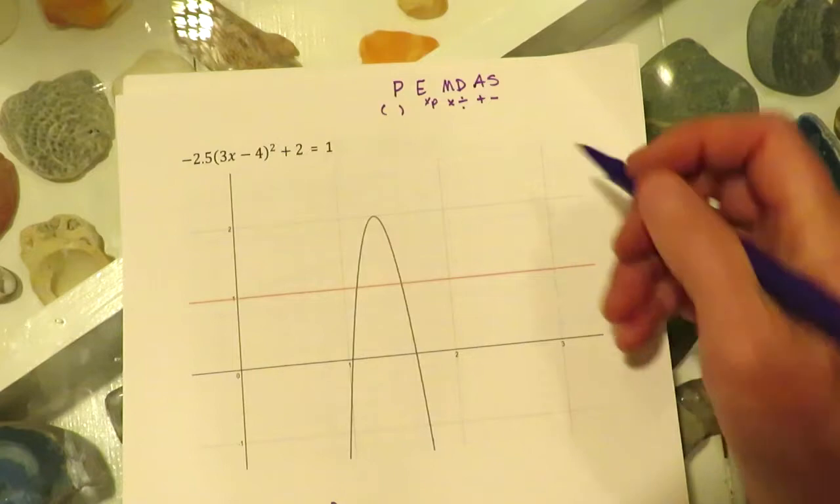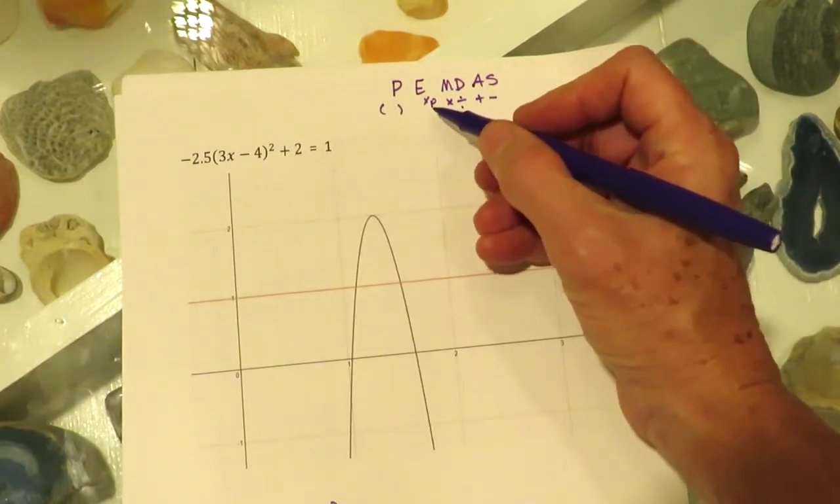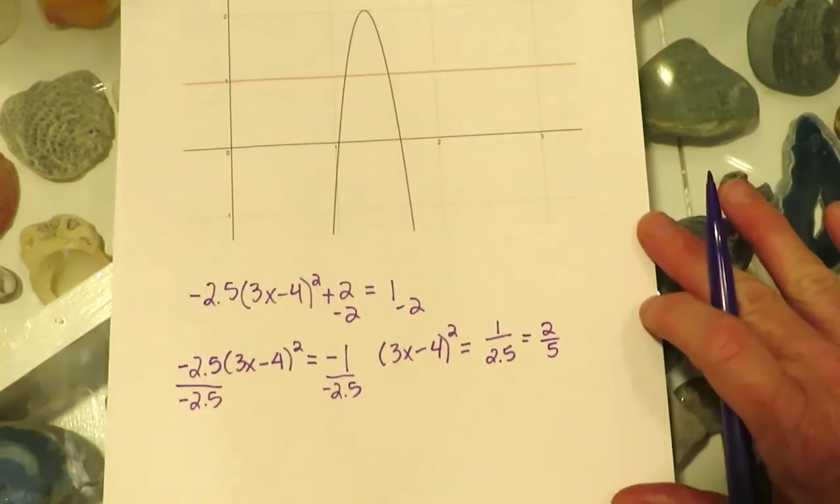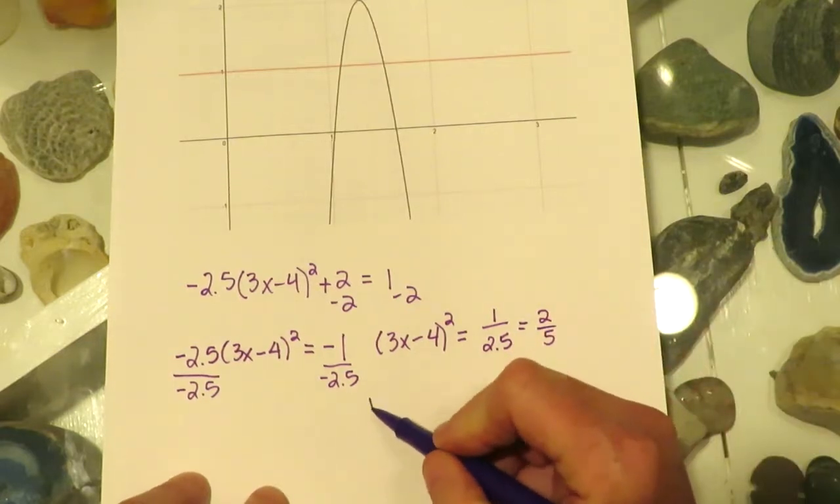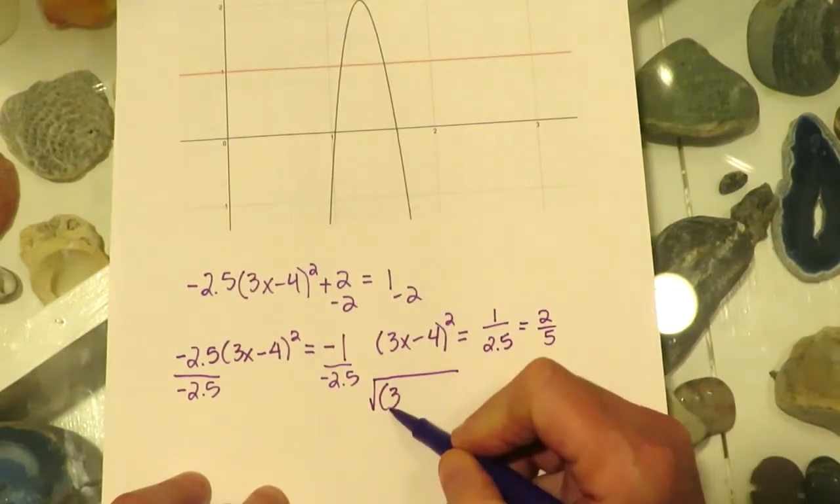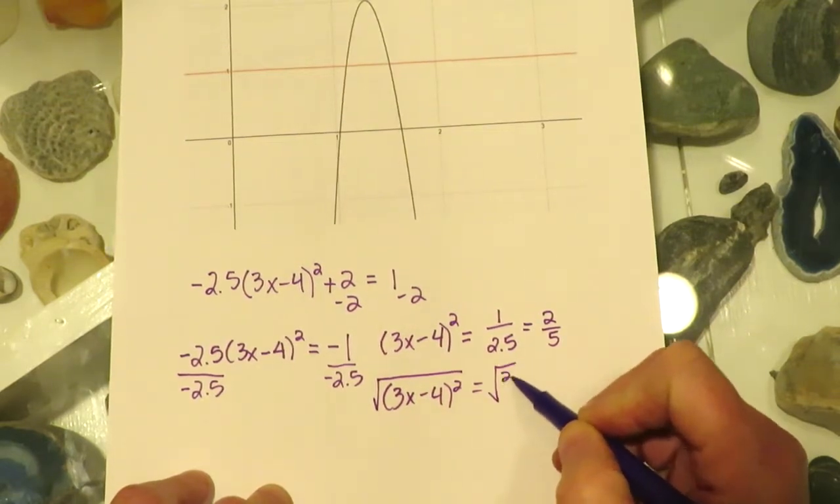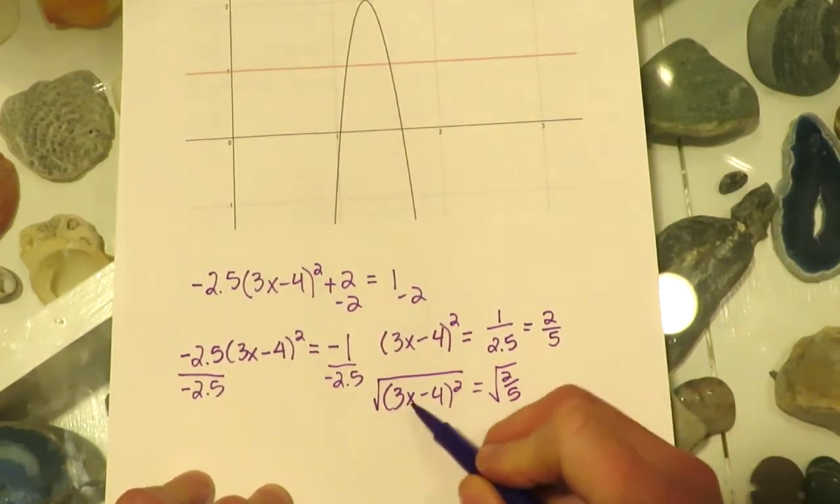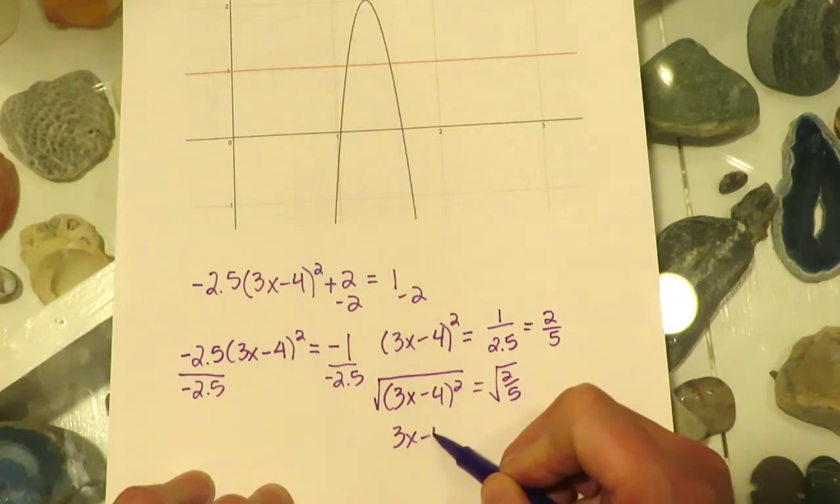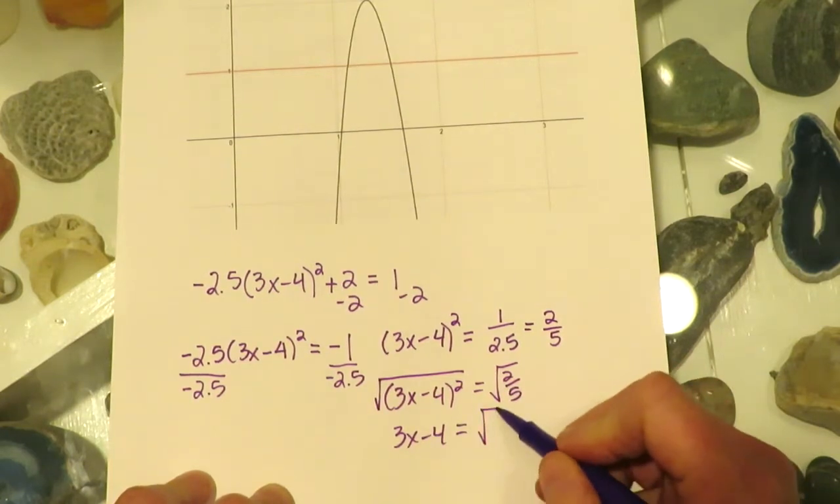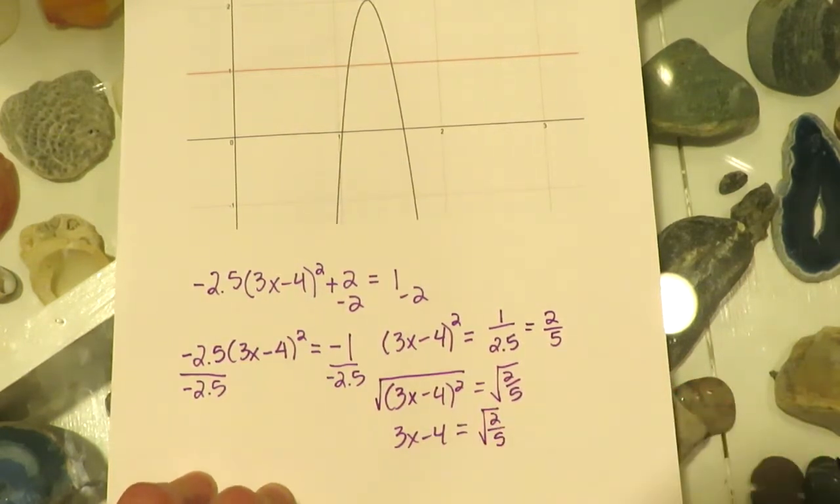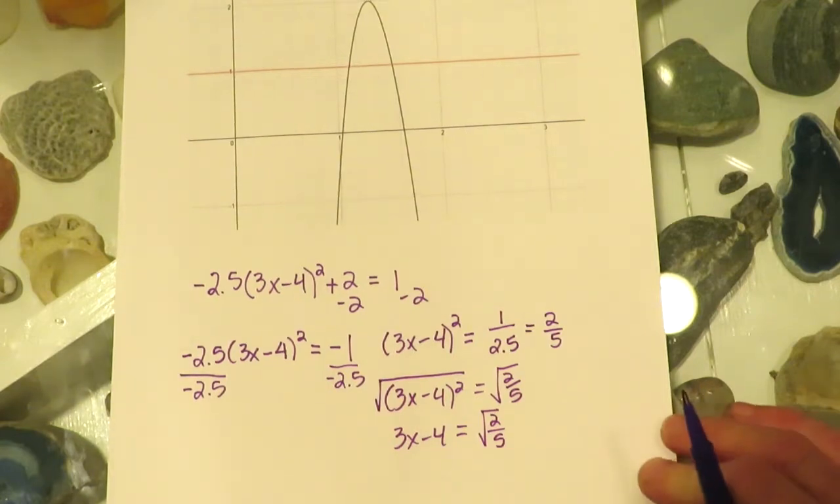Now I am going to undo the exponent. I'm going to cancel out the square. So taking the square root, I end up with just 3x minus 4. And on this side, I will have the square root of 2/5, which is not a nice number, so I'll just leave it in exact form.